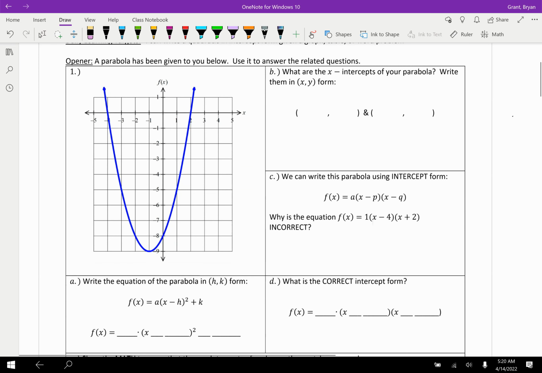So we really have two practice problems to start off today. There's one on the first page, one on the second. And we're going to build some good understanding of what makes up that intercept form equation. So I think really the best way to get started is to jump into it.